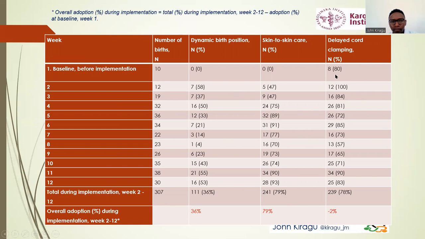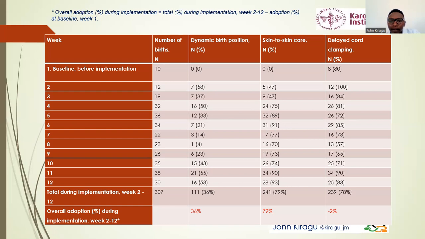The baseline week was 80%, and within the 11 weeks of training, the proportion of adoption was 78%. So comparing that to the baseline, there was minimal change. It was actually -2%.